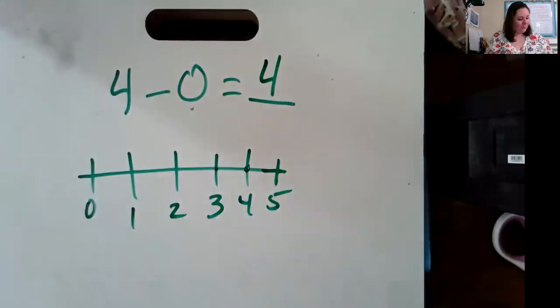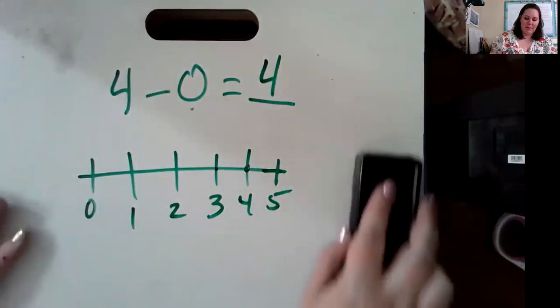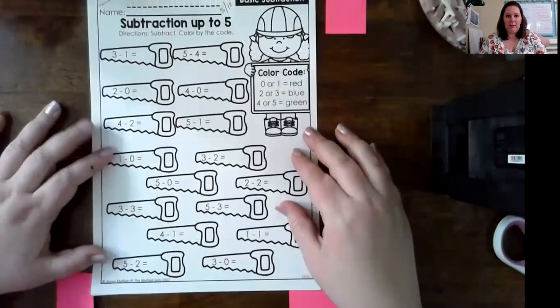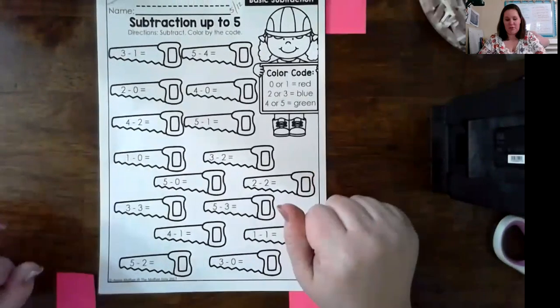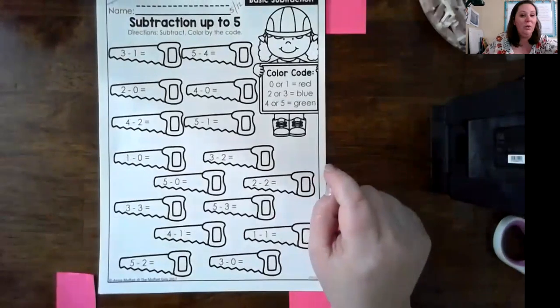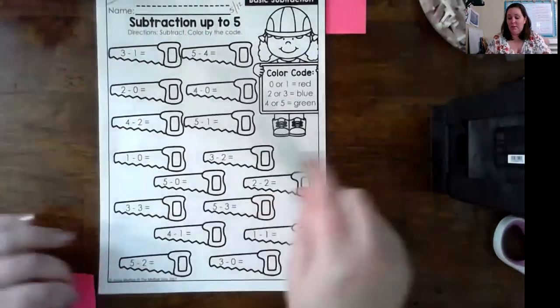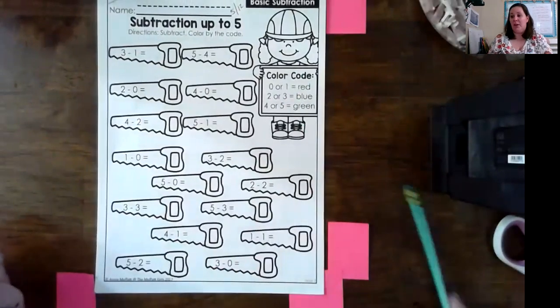All right. So let's keep practicing our subtraction within 5. Let's take a look. Okay, so we're going to color by code for our first one. Now, the first thing you are going to do is get your colors and make your key.